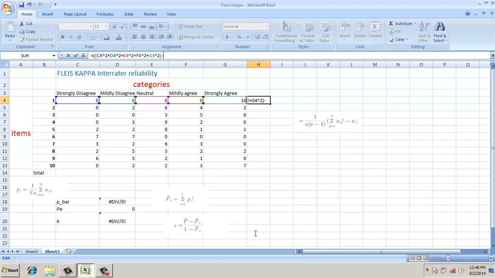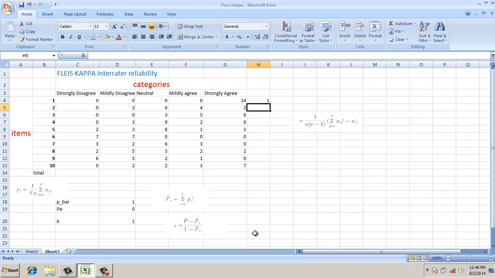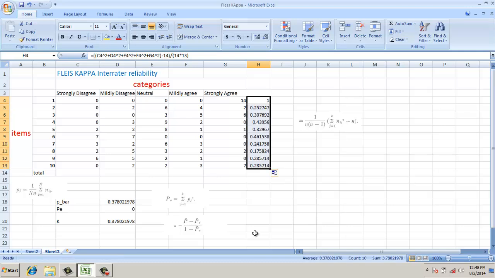Now I need to subtract from it the number of raters, that is the n in the equation. The number of raters is 14. I divide it by n times n minus 1. N is 14, n minus 1 is 14 minus 1, that is 13, so n times n minus 1 is 182. This calculates the proportion of agreement of each item. I drag it up and down, so it calculates the proportionate agreements of all the items.